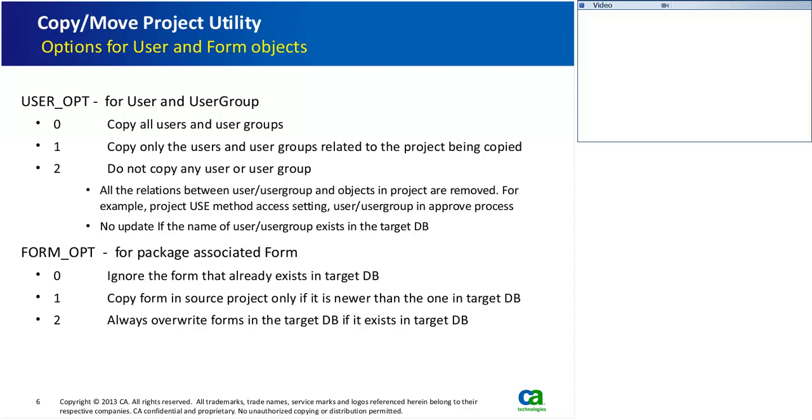So these are 3 options that will fulfill your use case needed in a number of cases. This is a little bit more complicated, but that's how you need to illustrate the usage of the user on the form. If you use the package associate form, same thing. You have 3 options you can choose to decide how you're gonna lay out your form in the target database. It's either ignore, or you copy only related to the project, or always override.